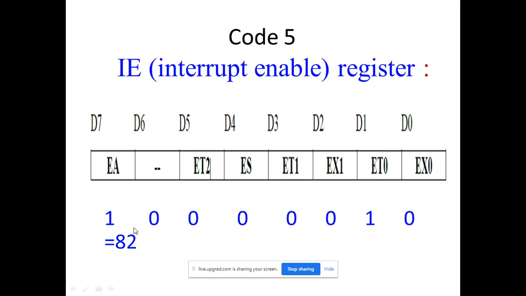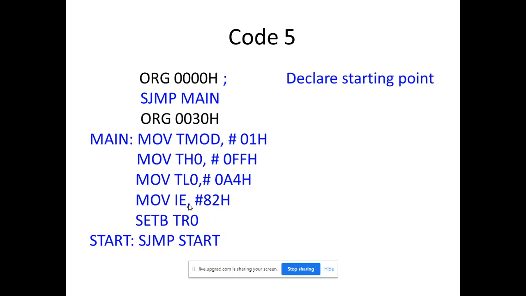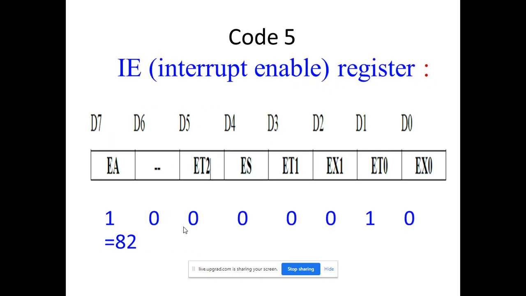All of you agree for this? I am enabling the overall interrupts. All individual interrupts are off except the timer 0 interrupt, and that's why my number is 82, and that 82 number I am placing into the IE register. Now start the timer TR0 with the help of the instruction setb TR0, and then sjmp start, meaning it remains in the loop. Whenever an interrupt comes, it will go to the interrupt vector table.